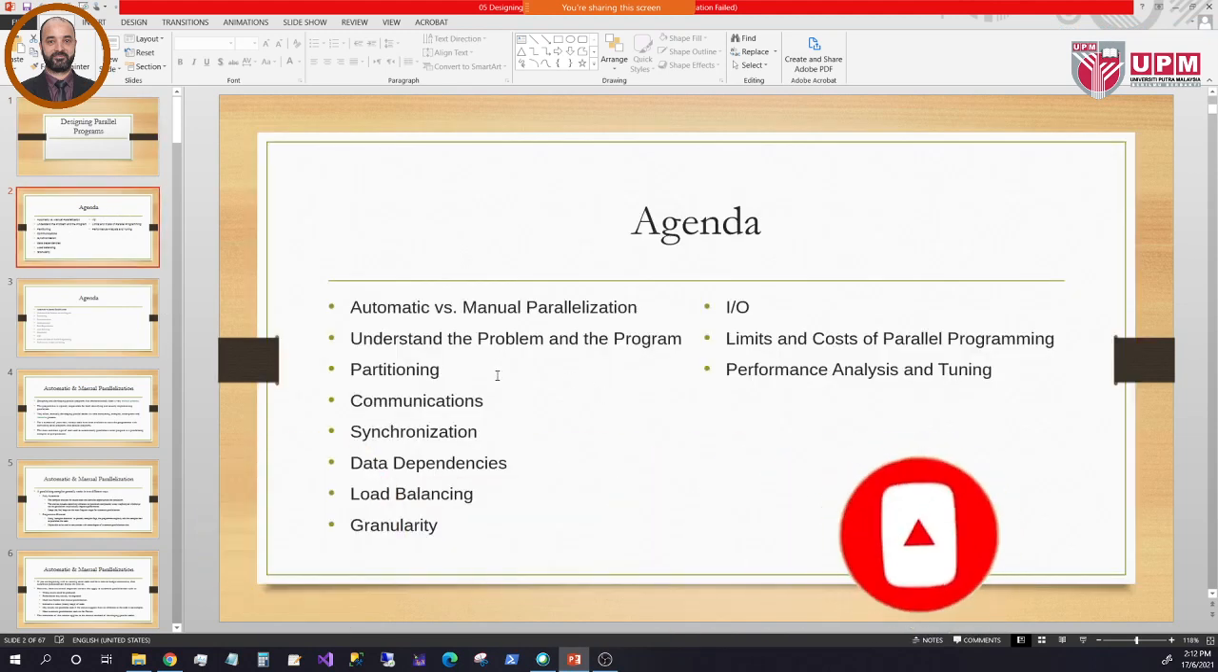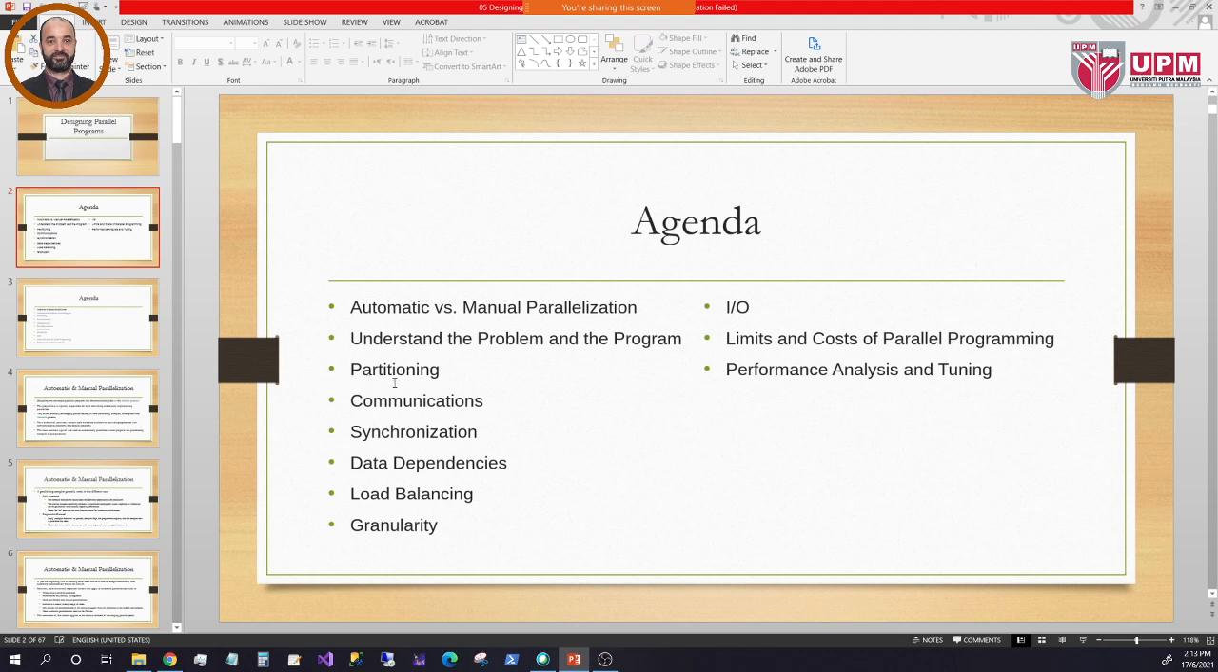Okay, in the last 2 weeks we have covered the automatic versus manual parallelization, and also the understanding of the problem and the program. If we have an existing code, we have to understand the program itself. We have to know what the hotspots are, what the complicated parts are that delay or hinder the performance of the program.